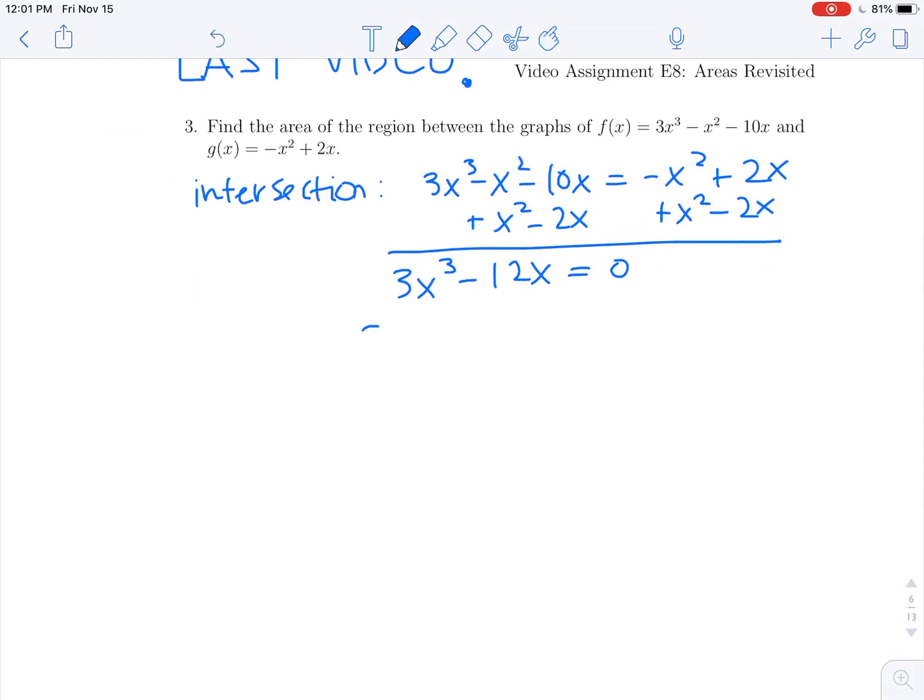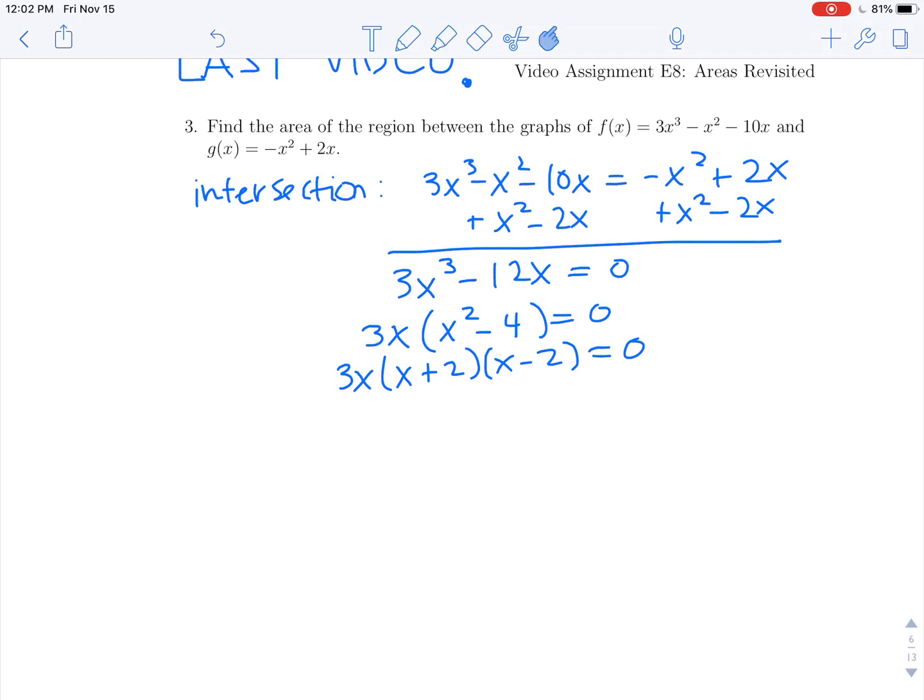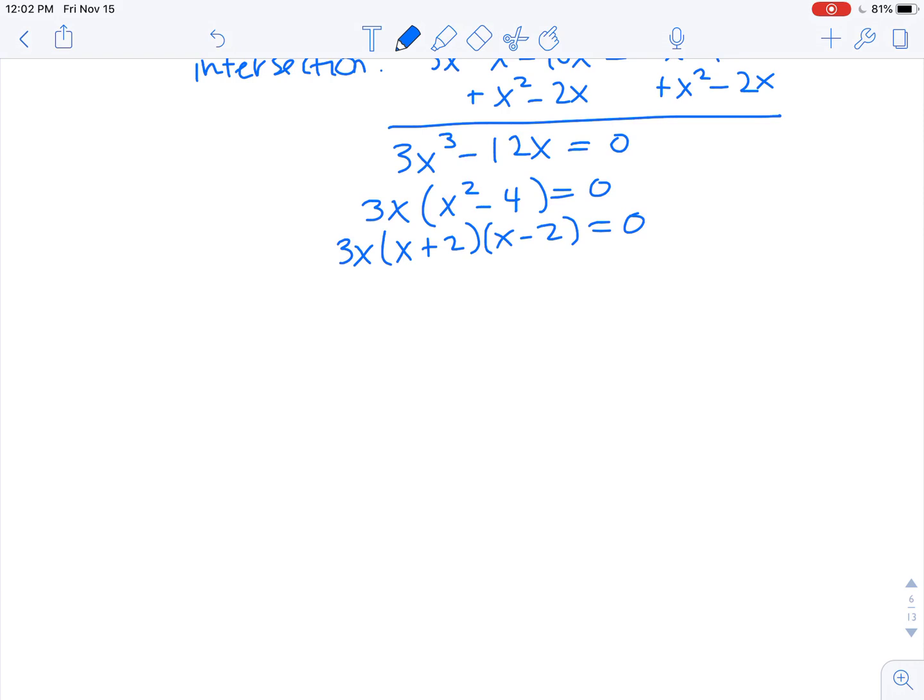So let's factor out a 3, and let's go ahead and factor out an x. So 3x times x squared minus 4 equals 0. Let's factor a little bit more: 3x times x plus 2, x minus 2 equals 0. So our points of intersection occur at x equals 0, x equals negative 2, and x equals 2.